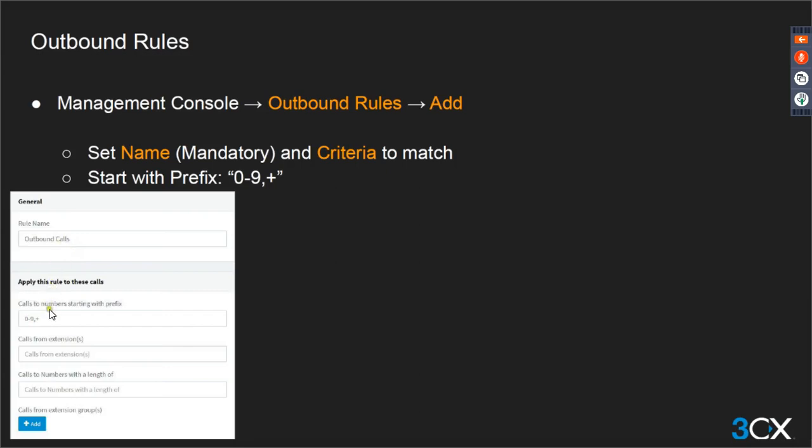If you do have multiple different rules, make sure they are descriptive in nature so you understand what each rule is doing. And again, if you do have a problem, it will help the administrator in troubleshooting as well. Then in the calls to numbers starting with prefix criteria field, enter 0 to 9 and plus. Essentially with this, we are telling 3CX to allow any calls starting with any number between 0 and 9 and/or the plus character.